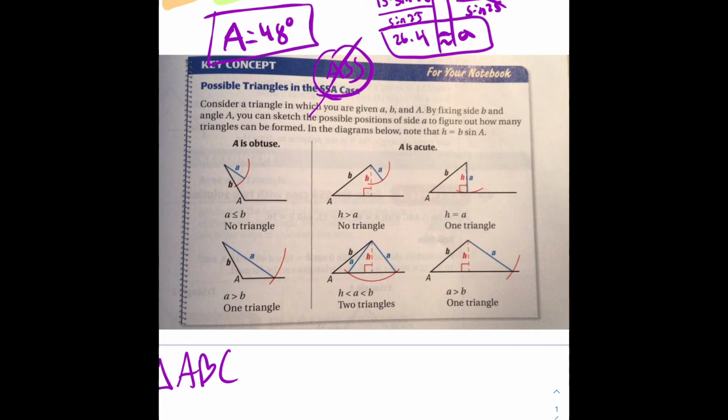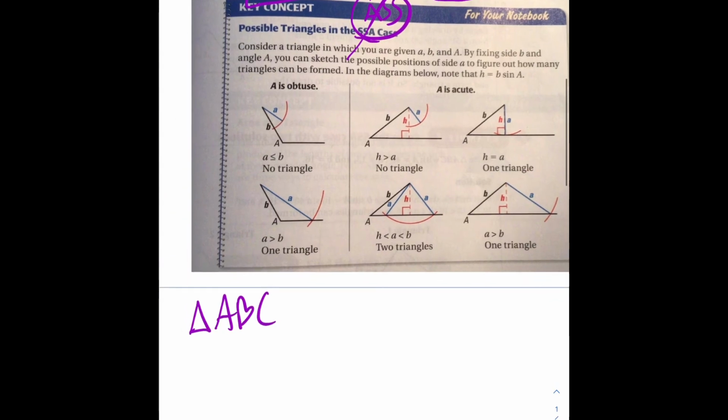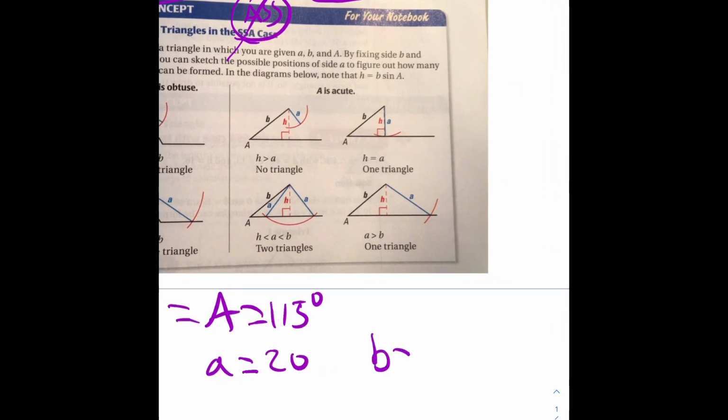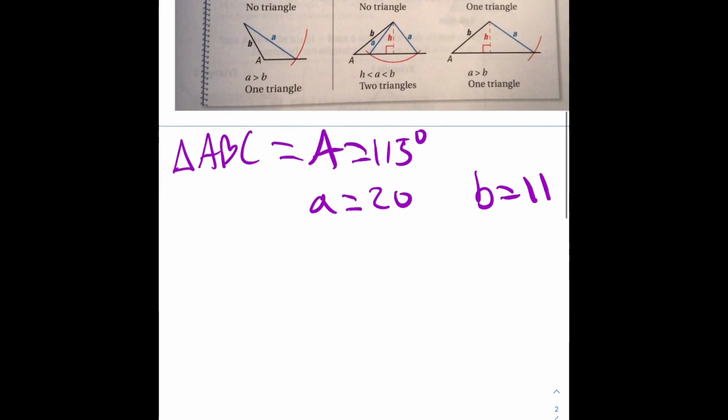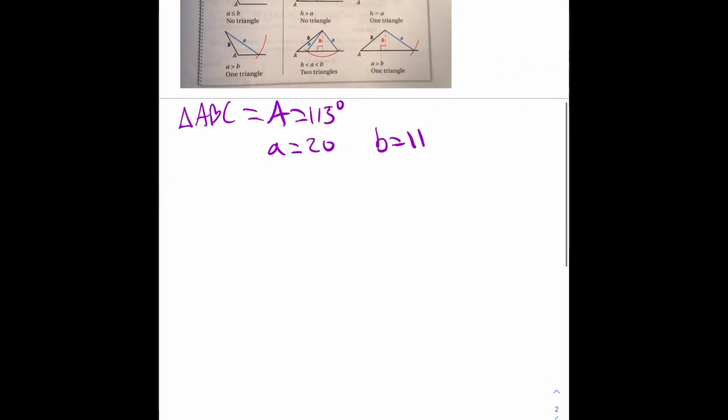So anytime you use angle, side, side, or side, side, angle, you have to potentially look for that second solution. So we'll do a couple different examples. Solve triangle ABC with A equaling 115 degrees, side A equals 20, and side B equals 11. So always sketch it out, okay? That's the best thing you can do to help yourself understand or see what you're working with.